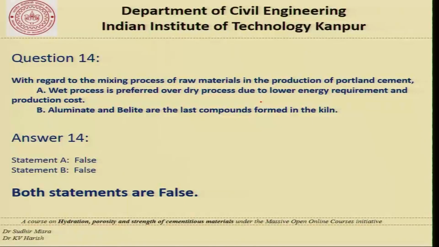Again, relating to the production of cement, wet process is preferred over the dry process due to lower energy consumption and production cost. This statement is false. The second statement, that aluminates and belite are the last compounds formed in the kiln, this too is false.